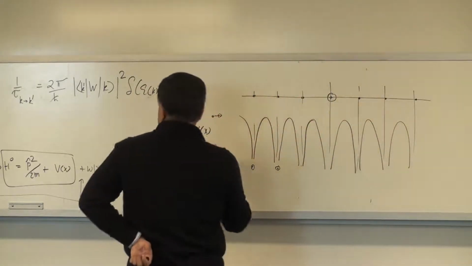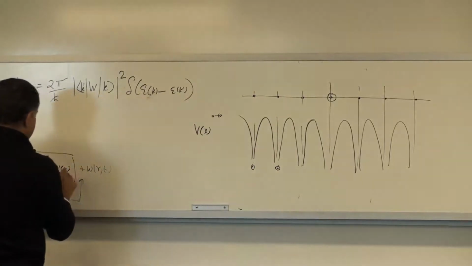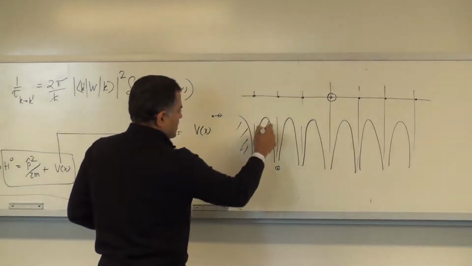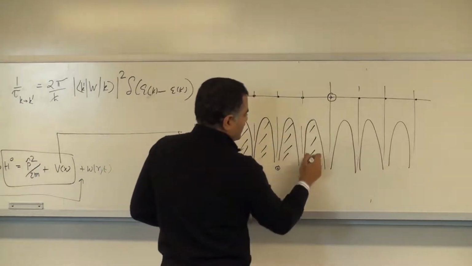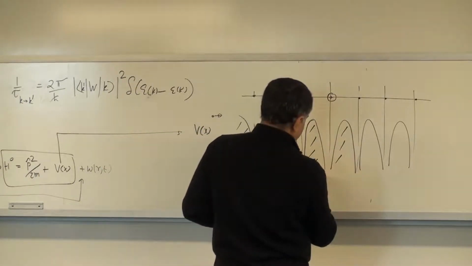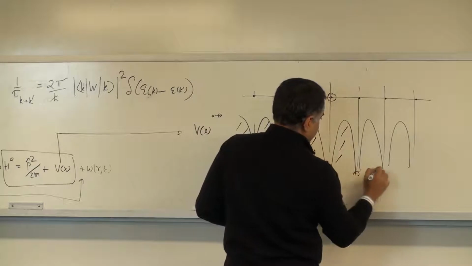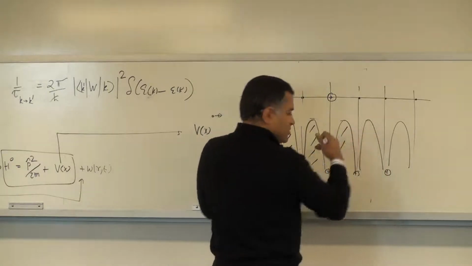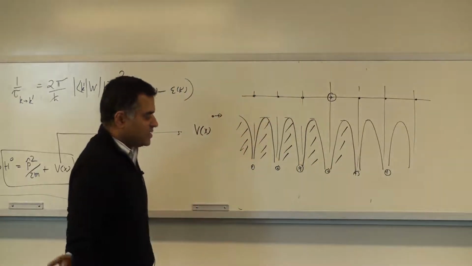This is what we are calling, let's call it V of x, your perfectly periodic potential. Each of the wells has the same height and the same shape. It repeats in every unit cell, right?